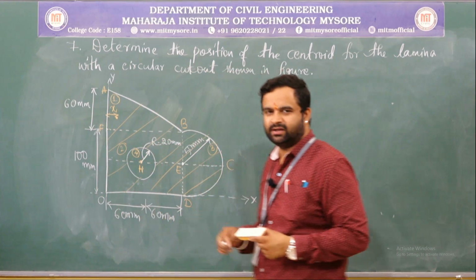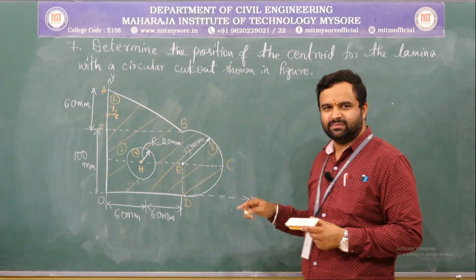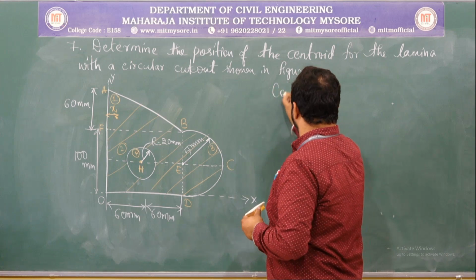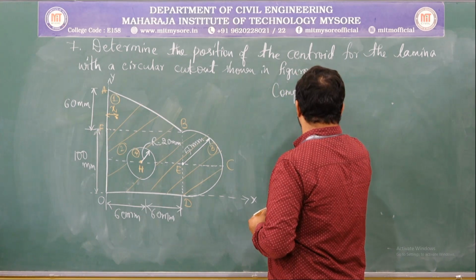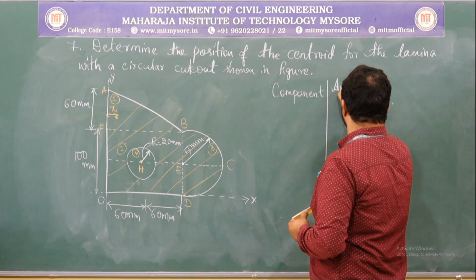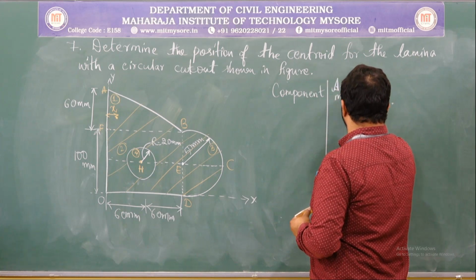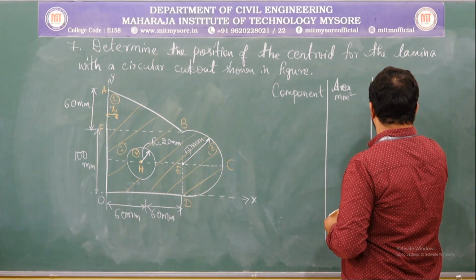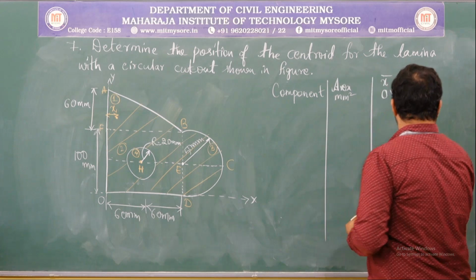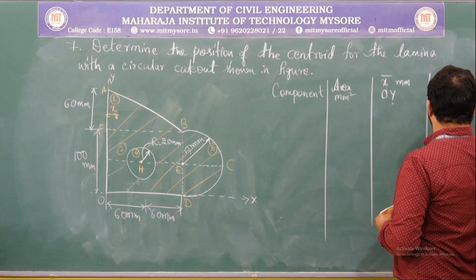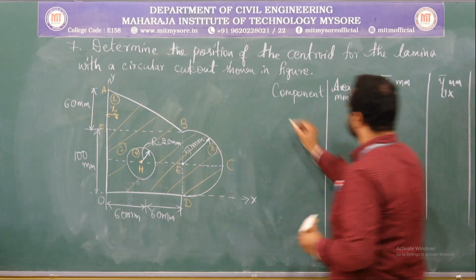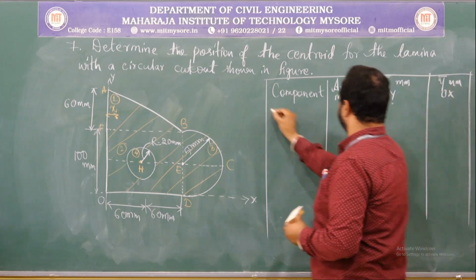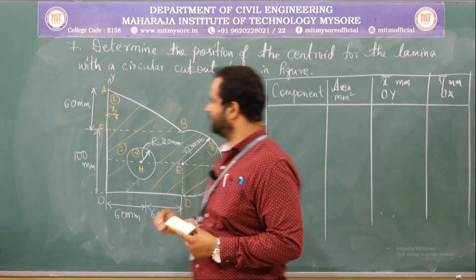Now, we shall write the same details in the tabular form, and let us measure the centroidal distance from the reference axis or the coordinate axis. So, the first column will be component, the second column will be area, and that is in mm square. The third column is in mm, which is x bar with respect to OY axis, and the y bar is measured with respect to OX axis.